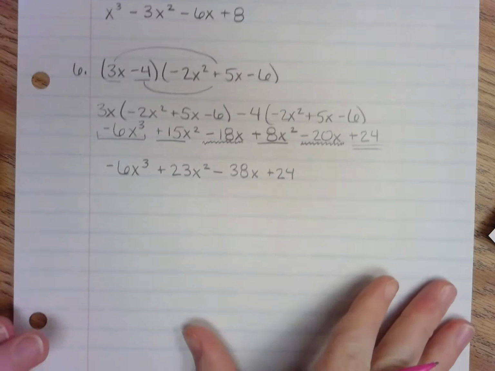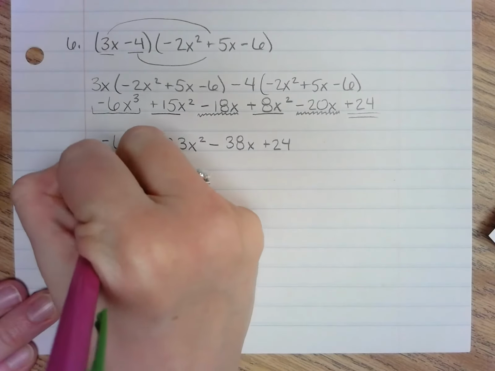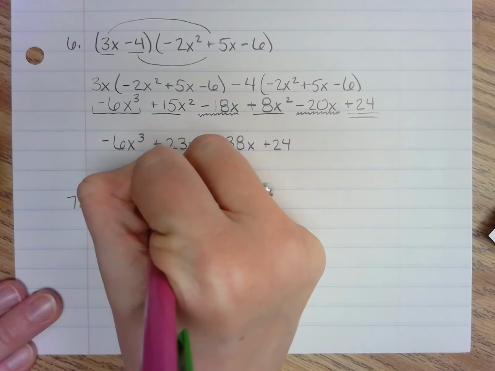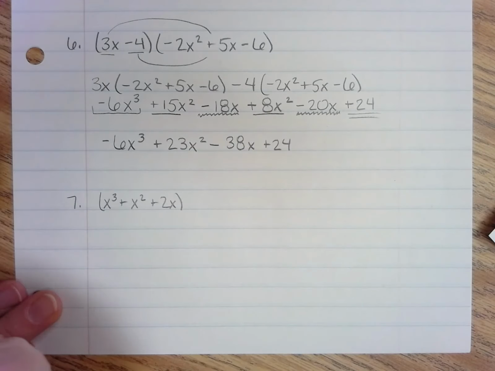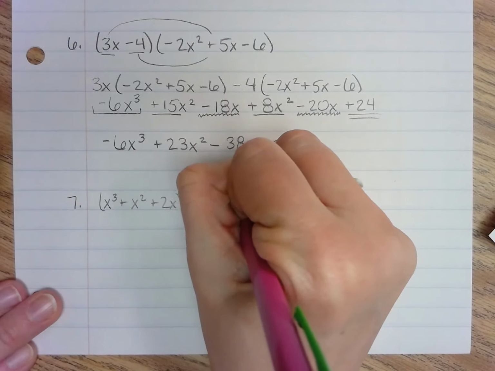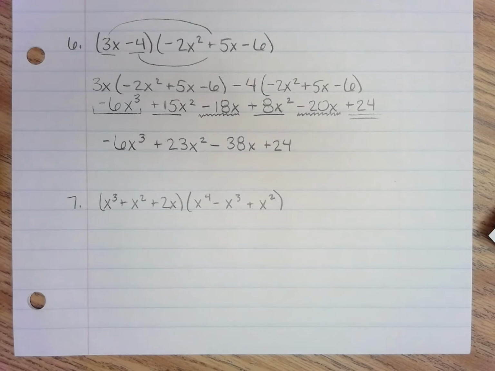Let's look at one last example, number 7. Here we're going to have x cubed plus x squared plus 2x. We're going to multiply that trinomial times x to the 4th minus x to the 3rd plus x squared. So really for this problem, it's important that you stay organized in your work in order to do it correctly. So let's set this up.